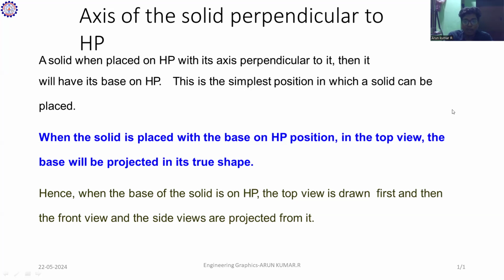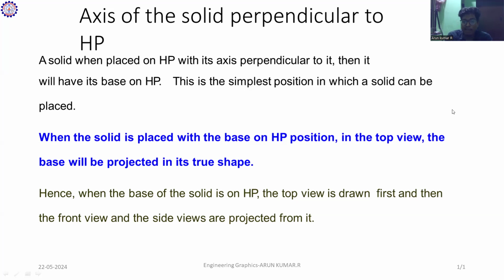What is the meaning of perpendicular? It is also called normal, which indirectly means 90 degrees. Then the solid will have its base on HP. This is the simplest position in which the solid can be placed. When the solid is placed with its base on HP, in the top view the base is projected in its true shape. So when the base of the solid is on HP and the top view is drawn first, the front view and side view are projected from it. This is the statement we are discussing about the axis of the solid being perpendicular to HP.